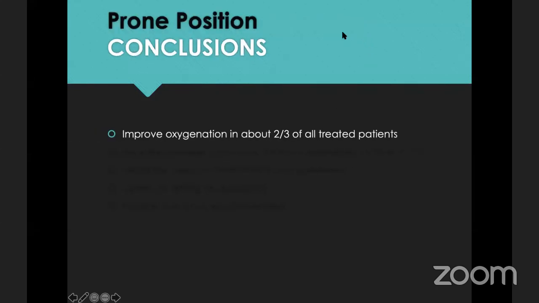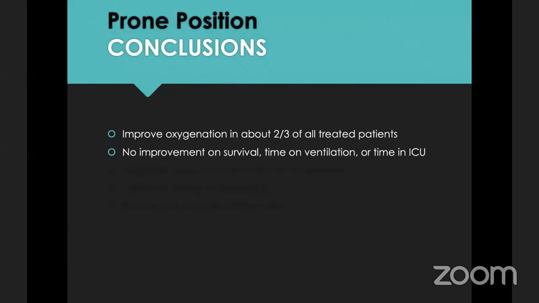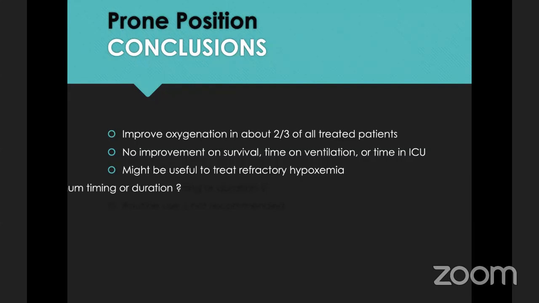So in conclusion, the prone is improving the oxygenation in 2/3 of patients, because sometimes some patients are not improving. So there is no improvement in survival. They are saying decreasing mortality, but it doesn't improve the survival or the time of ventilation or the time in ICU also, but might be used in refractory hypoxemia, which is the PF ratio below 150.